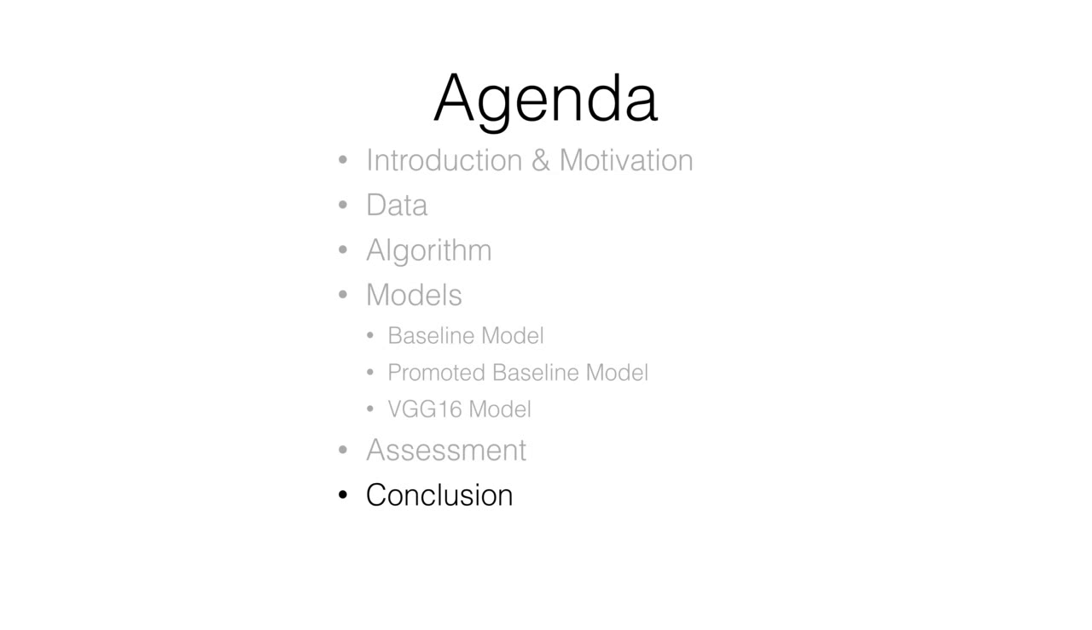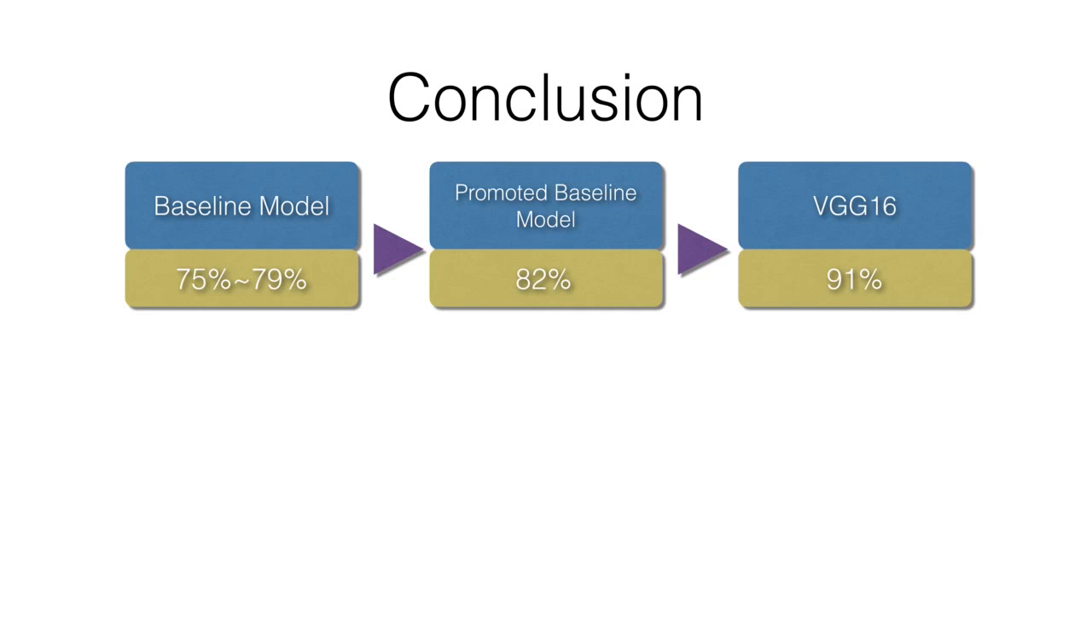The final section is our conclusion. To conclude, first of all, we successfully trained a baseline model with accuracy between 75% to 79%. Next, we modified parameters of the baseline model and got a better model with 82% accuracy. Finally, the VGG16 model using pre-trained weights achieved accuracy of 91%. In this project, we use Python with Keras to build models, and an AWS server to help compute since it takes too much time on our desktop.